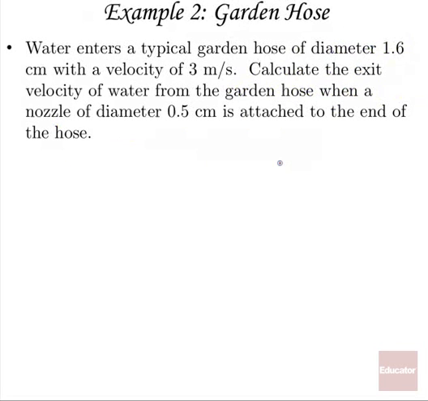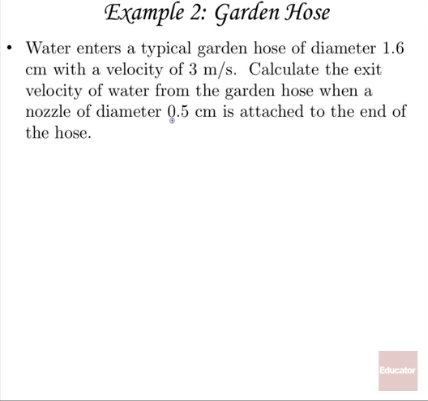Let's take a look at the garden hose example. Lots of folks have probably done this before. As you're watering the garden or playing with the hose, you want the water to come out a little bit faster, so you cover up the end of the nozzle with your thumb a little bit. You decrease that cross-sectional area so that the water has to come out faster to maintain that volume flow rate. In this problem, the water enters a typical garden hose of diameter 1.6 centimeters with a velocity of 3 meters per second. Calculate the exit velocity of water from the garden hose when a nozzle of diameter half a centimeter is attached to the end.